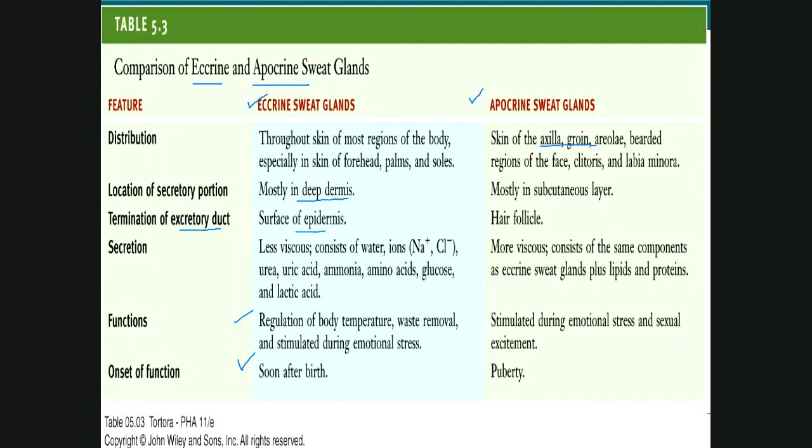Apocrine sweat glands are located in areas of the genitalia, the armpits. They're connected to a hair follicle. The fluid that's secreted is thicker. Lots of lipids and proteins are secreted in this manner, often stimulated by emotional stress, sexual excitement, and this becomes active at puberty.